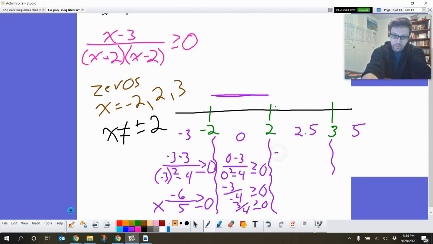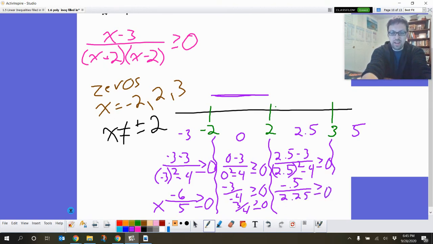2.5. Let's see. We got 2.5 minus 3 over 2.5 squared minus 4. I want to check if you're greater than or equal to 0. So let's see. That is negative 0.5 over, let's see, 2.5 squared is 6.25 minus 4. So we get 2.25. That's a negative number. That's no good. Can't be there.